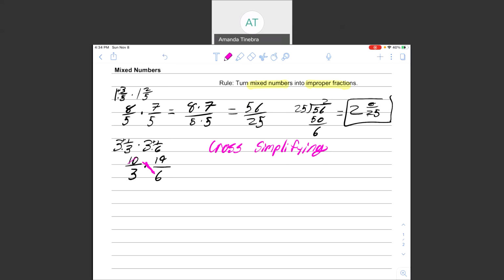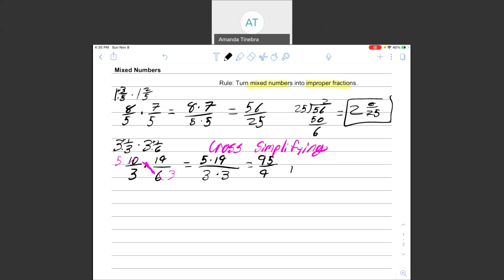10 divided by 2 is 5. 6 divided by 2 is 3. So the math problem that I'm going to solve now is a little easier. I'll do 5 times 19 on the top and 3 times 3 on the bottom. 5 times 19 is 95. 3 times 3 is 9.